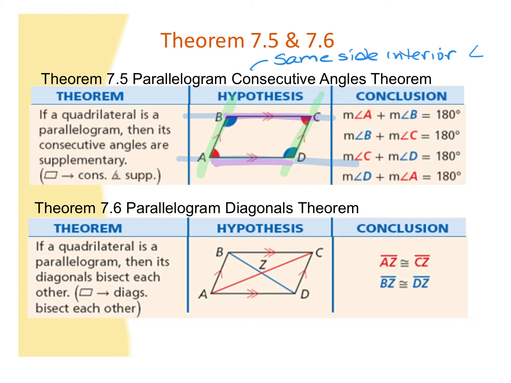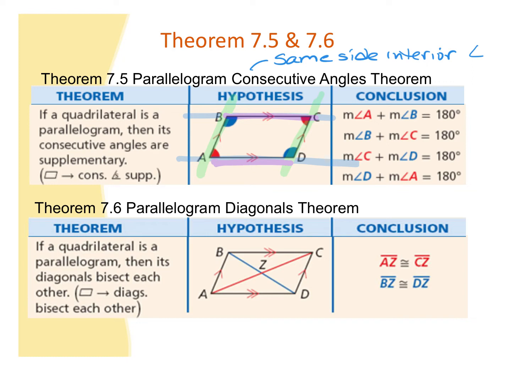So as you go around, the two that are on top of each other are supplements. And then the top two angles and the bottom two are supplements. So we have 4 pairs of supplementary angles here. They're the consecutive angles. The second theorem on this slide is the diagonals theorem, the parallelogram diagonals theorem.